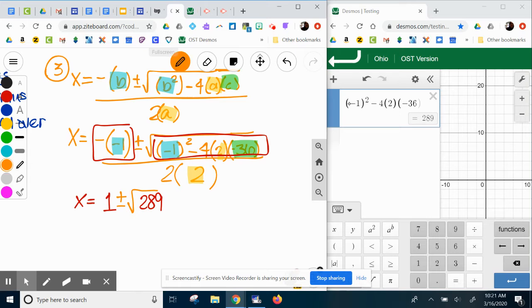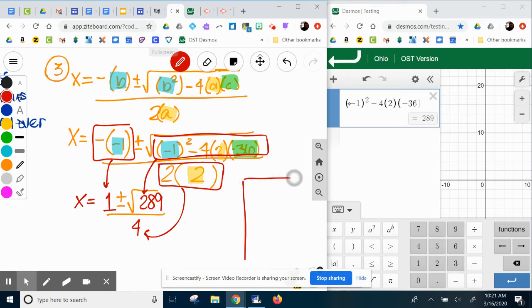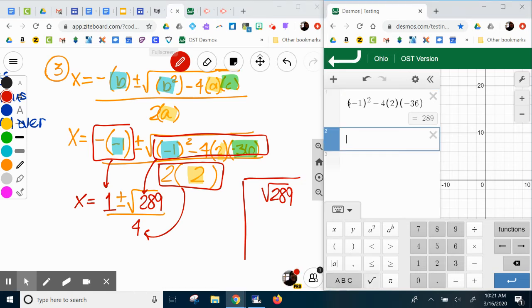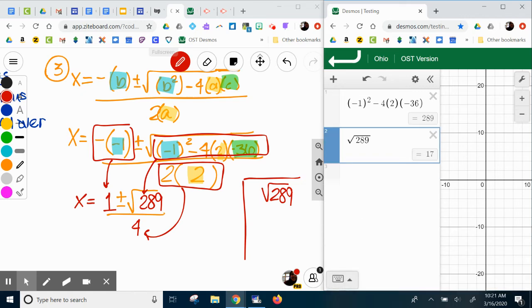Okay, I'm going to keep my all over, and I'm going to simplify this right here. 2 times 2 is 4. So I simplify in 3 places. I simplify the opposite of b, I simplify under the square root, and I simplify underneath the whole thing. Now this is where I'm going to try to simplify my square root. So off to the side, I'm going to say square root of 289. Now, first thing I always do is I see if that's a nice number. So square root of 289, hey, that's plus or minus 17.